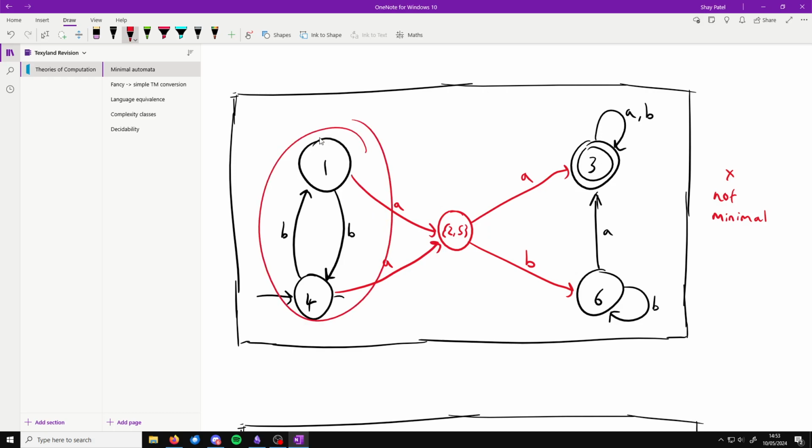Okay, so we said that these two are also equivalent. For example, 1 accepts ABA. 4 accepts ABA. Both of these accept the same thing, because as soon as we consume a B, we just go to each other, and as soon as we then consume an A, they both end up here. So if we have these two states, how would we go about merging these? What transitions would we need to add?